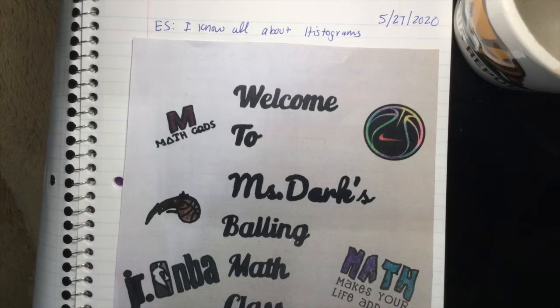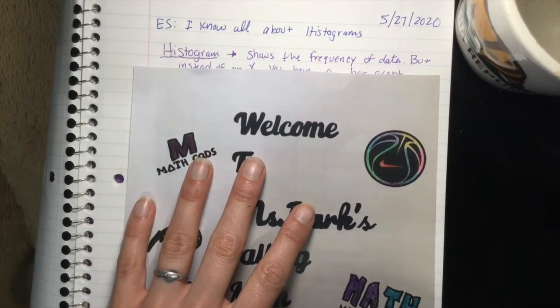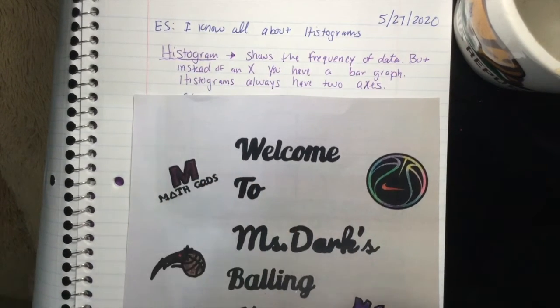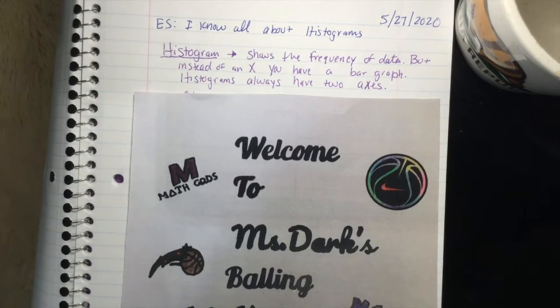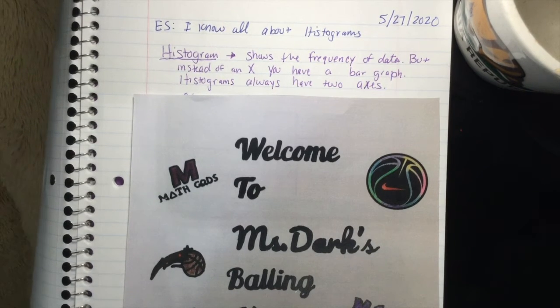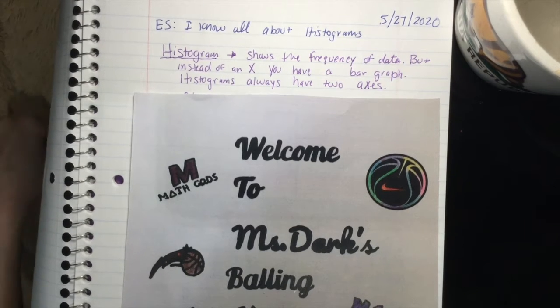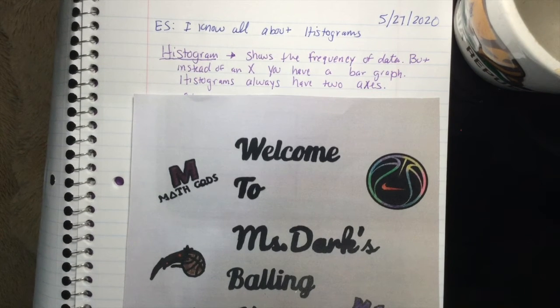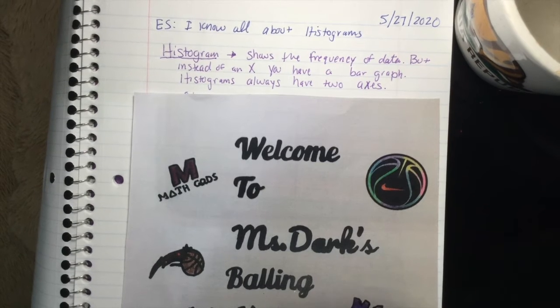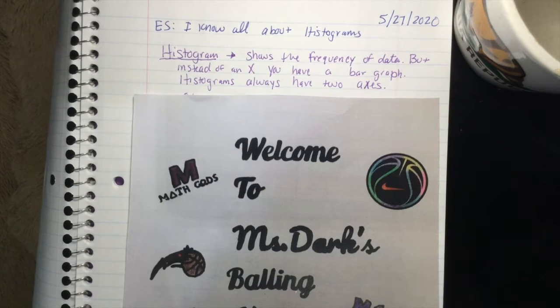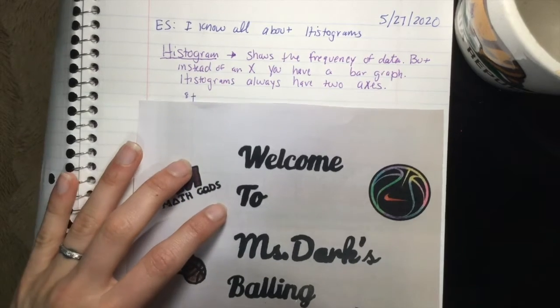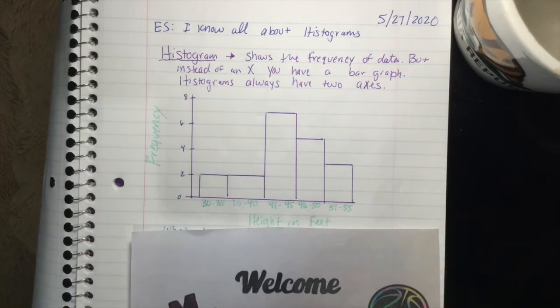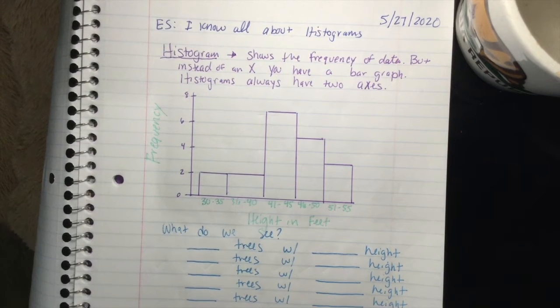Okay, so we're gonna be talking about histograms. A histogram shows the frequency of data, but instead of putting an X like we did with our line plots, which was at the beginning of this little unit, you have different bar graphs. And just make sure that for histograms, you always have two axes, like an X and a Y axis. All right, so this is what a histogram looks like, and I'm just gonna open this up.